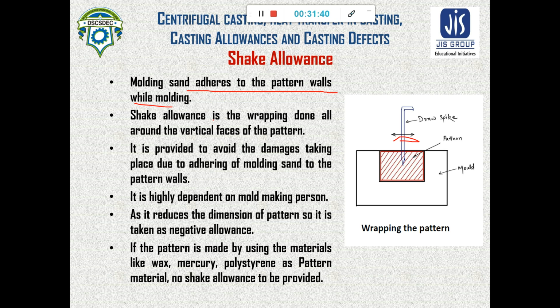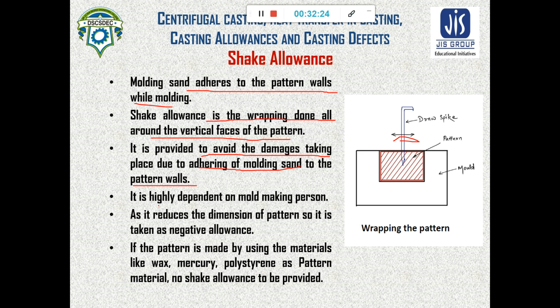So shake allowance is the wrapping done around the vertical face of the pattern. It's a small wrapping that is done on the vertical face of the pattern. It is provided to avoid damages taking place due to adhering of molding sand to the pattern walls. In the pattern walls there is a chance that molding sand can stick to it. The possibilities can be minimized by using a small envelope or small wrapping that is given by the shake allowance.